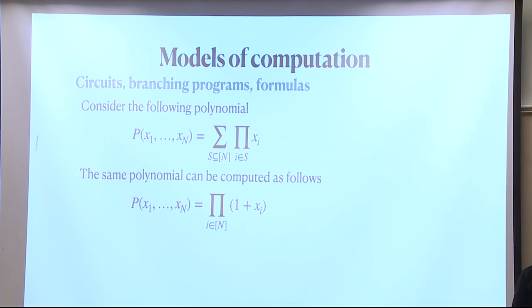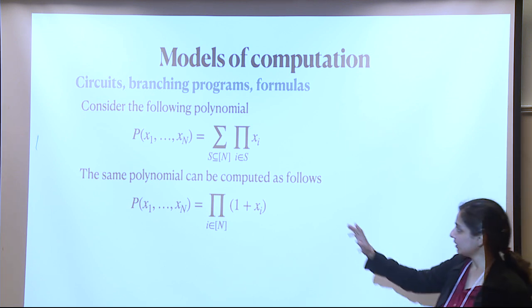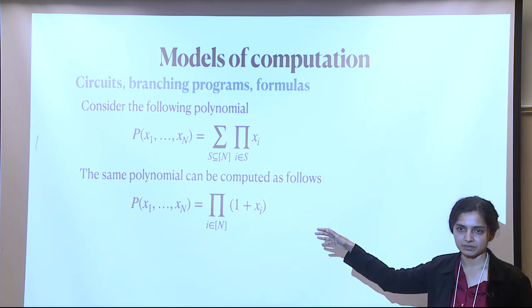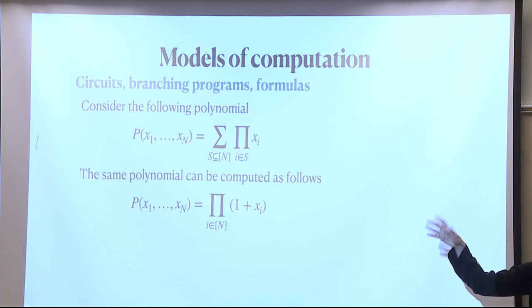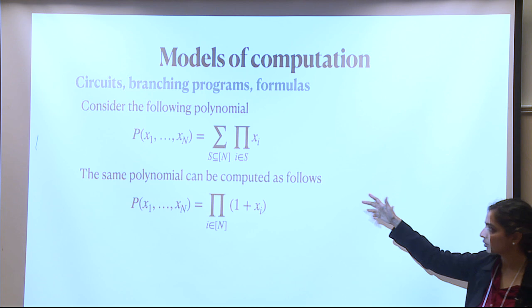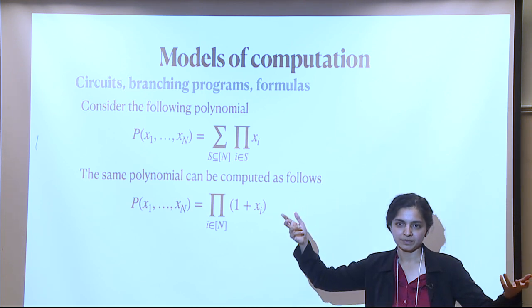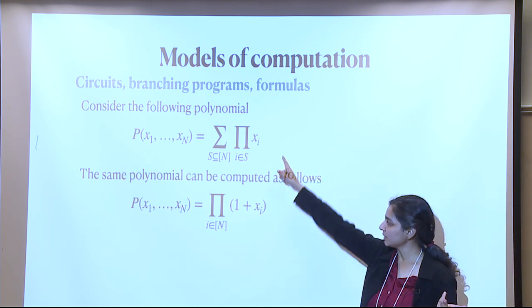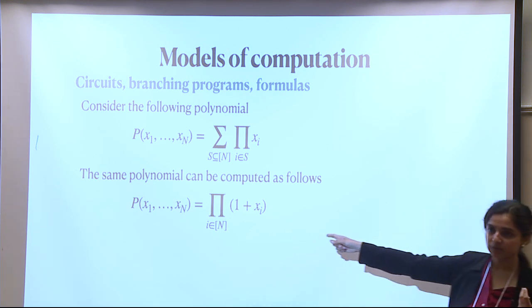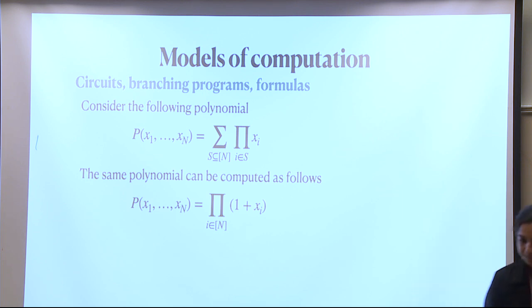Now, you can do the math in your head, but this is also the same polynomial. Except the first one takes order 2 to the n operations, and this one has only order n operations. The operations that I'm counting here are plus and multiply. Those are the only things I'm going to charge you for. Over here there are exponentially many of them, here there are linearly many. So you're paying far less in this representation than the one above.